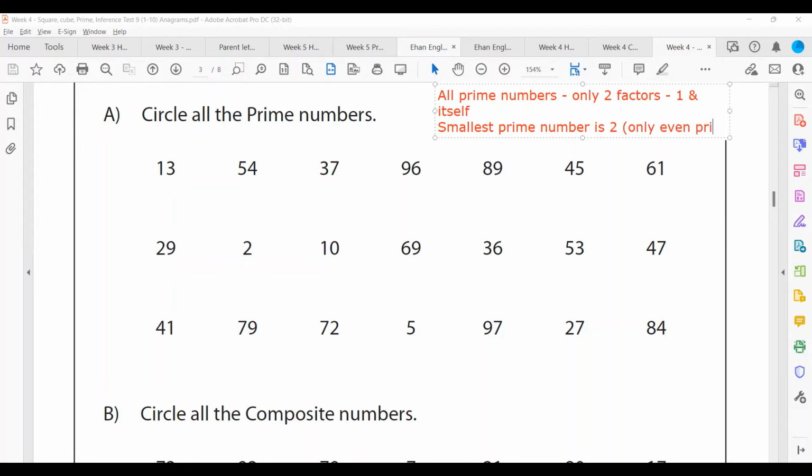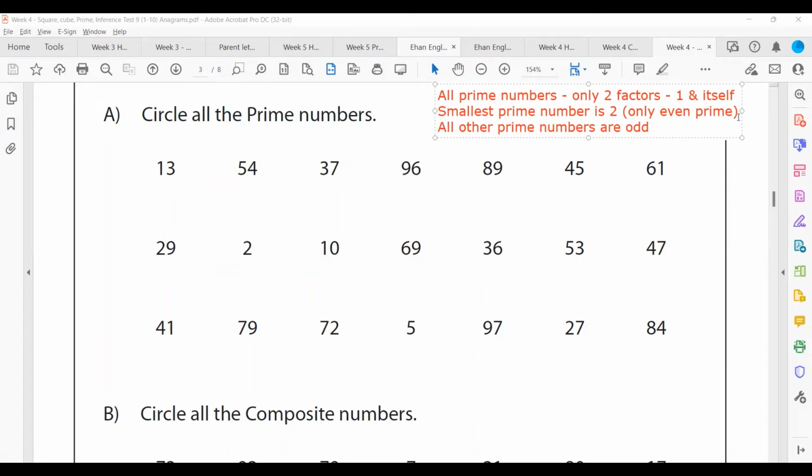is that all other even numbers can be divided by 2. So therefore, 2 is your only even prime number. All other prime numbers are odd. Okay, so all other prime numbers will be odd, but that does not mean that all odd numbers are prime.